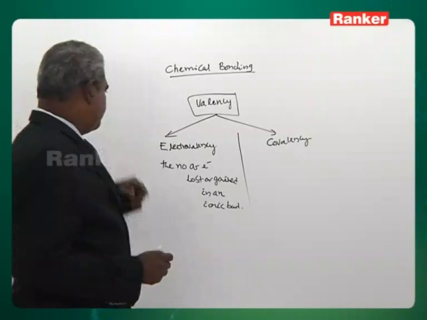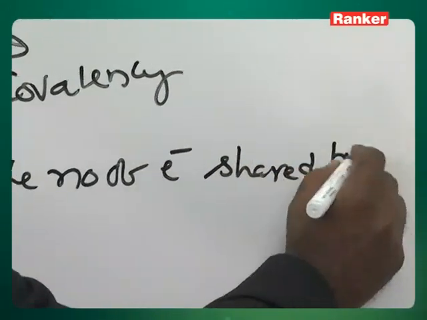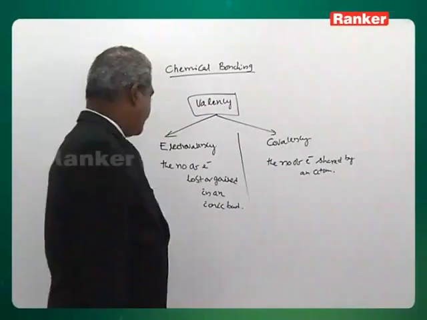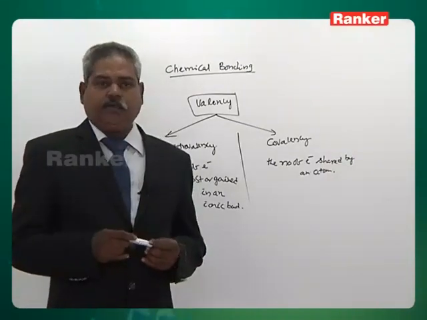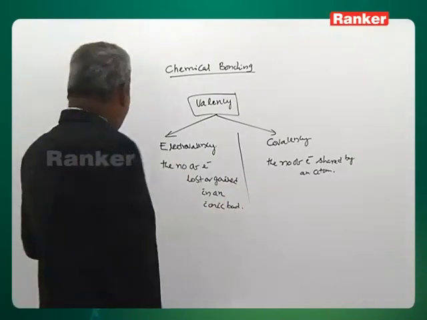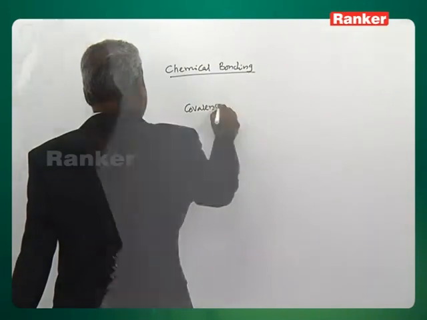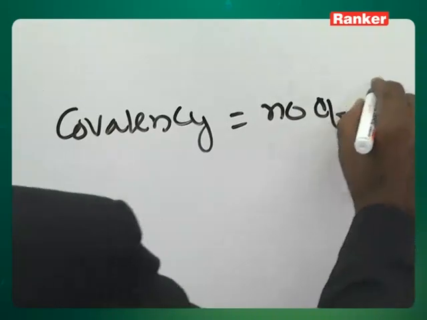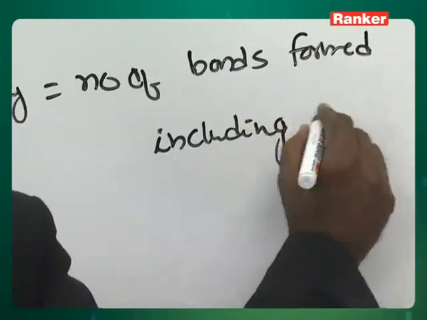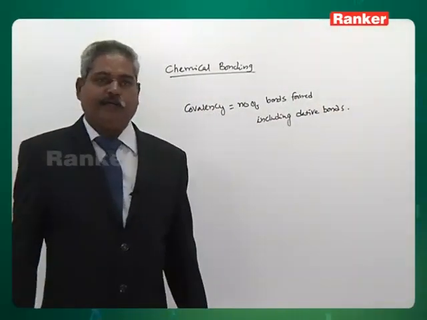Now, covalency is the number of electrons shared by an atom. So, this electrovalency will be obvious in compounds. MgO, magnesium is losing 2 electrons, oxygen is gaining 2 electrons. Mg2 plus, O2 minus. But this covalency is somewhat hidden. We have to find this out. So, covalency is equal to the number of bonds formed, including dative bonds. Dative means coordinate covalent. So, the covalency should include the number of dative bonds also.